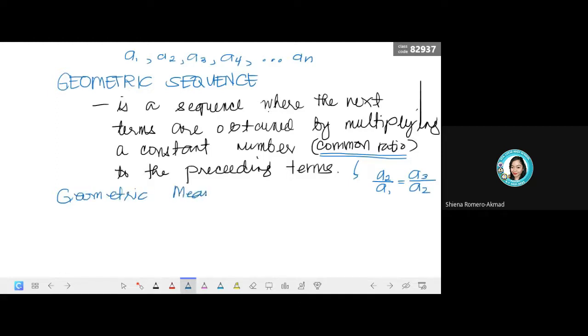We also have the geometric mean. Bago tayo mag-geometric mean, we have the general term for this geometric sequence. Ano yung general term natin? Or also known as the nth term for geometric sequence. Naalala ba? Sige nga, paki-type. Ano yung general term natin? That's a sub n is equal to?